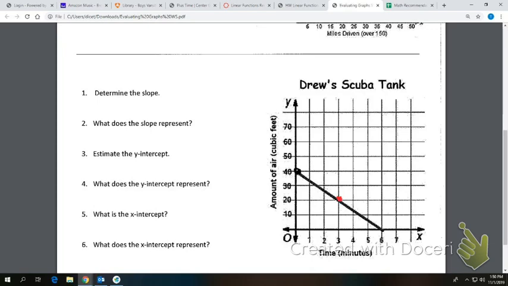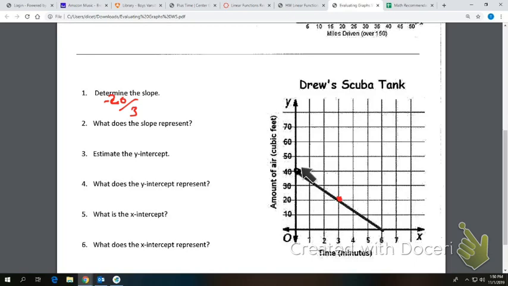So put minus 20 over 3. Why minus? Because it's going down. There you go. Minus 20 over 3. What does the slope represent? Okay, let's read the labels. I'm going down. I'm losing air out of my scuba tank for every minute I'm underwater.